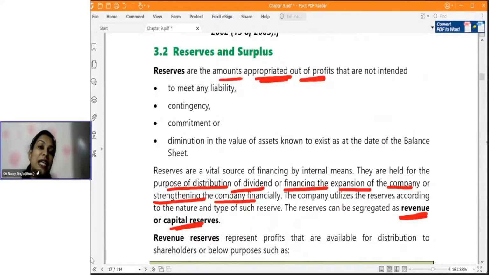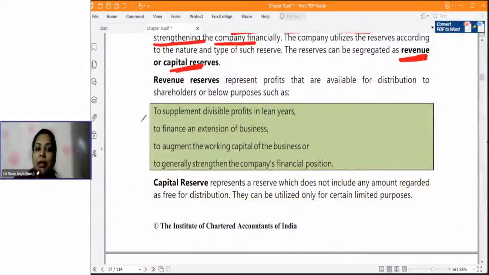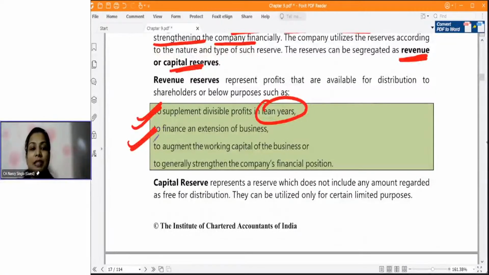ठीक है? And these are as such not intended to meet any liability या contingency or any commitment. These are held for purpose of distribution of dividend. Reserves can be of two categories, revenue or capital. Revenue reserves can be used to supplement the divisible profits in lean years, when there is no profit, to finance an extension of business, to augment the working capital requirement of a company, or to strengthen the company's financial position. But capital reserve, can they be considered as free for distribution as dividend? No. They are utilized only for certain limited purposes, as we have done with respect to securities premium. Section 52 में देखा ना, that securities premium account, which is one of the examples of capital reserve, can be utilized only for the purposes mentioned in section 52, right?